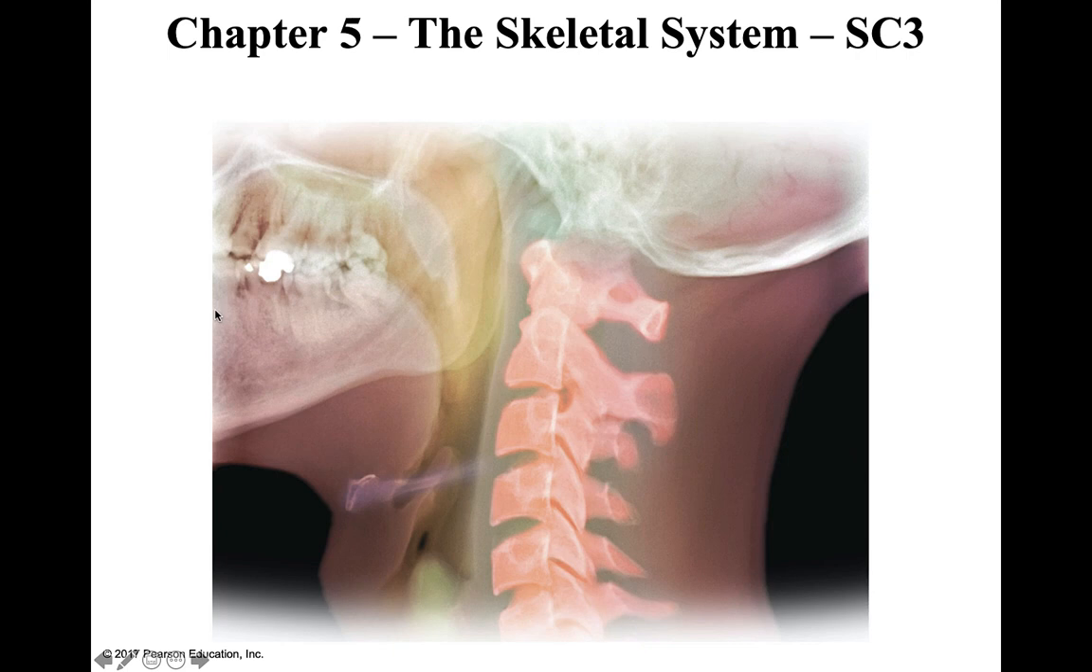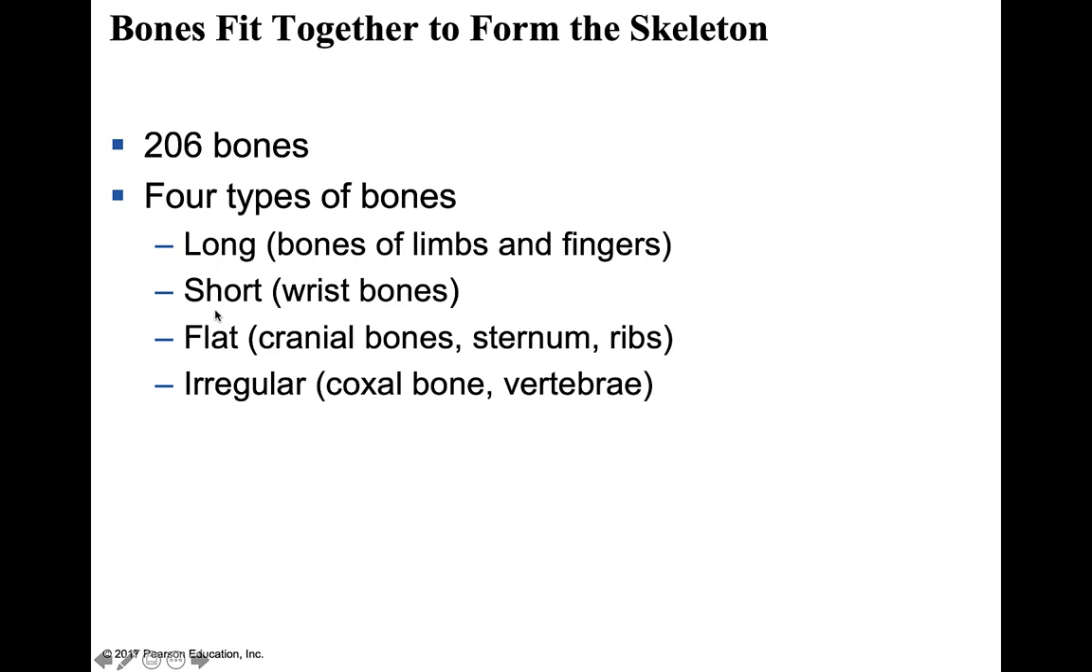Chapter 5, the Skeletal System, Screencast 3. Now, this screencast is going to focus on the skeleton itself, and don't get caught up in the number of bones. You're going to see different bones. There are a lot of individual anomalies here, and this is just one number that you're going to see.